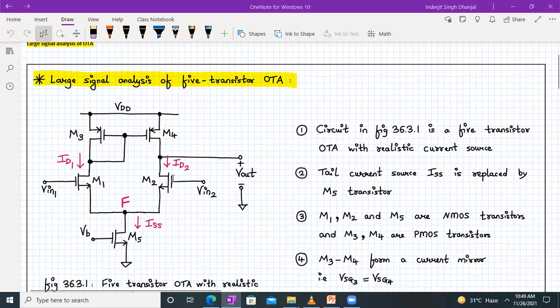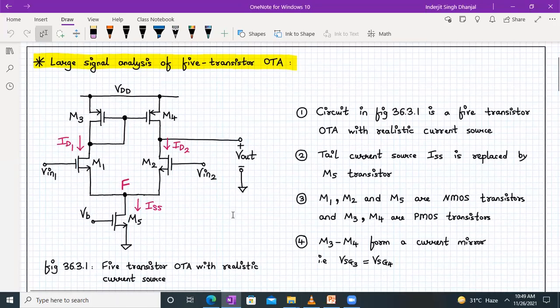So we have over here M1 and M2, which are my NMOS input devices. M3 and M4 form a current mirror, a PMOS current mirror specifically, and M5 is replacing my ideal current source ISS. So M1, M2, and M5 are my NMOS transistors, and M3 and M4 are my PMOS transistors. Now, since they are forming a current mirror pair, we can say that VSG3 is the same as VSG4 for M3 and M4. Now, let's proceed ahead.